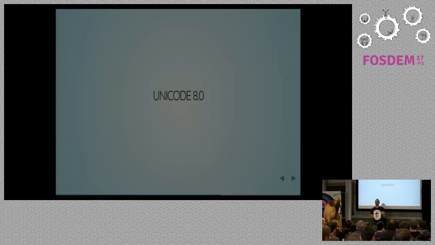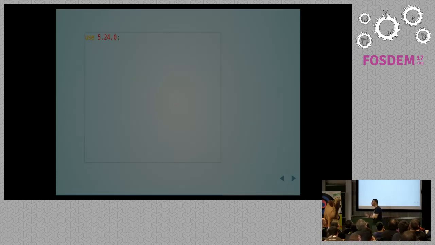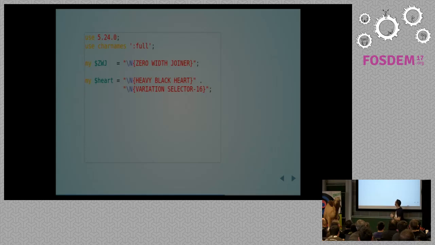Unicode 8, it's already in. Unicode 9 came out after we finished with 5.24, and it takes a while until 5.26 is out. So 5.26 already has Unicode 9 now. It's kind of a surprise. But 8 is already in. Some stuff that 8 provided is a lot of stuff. To most of us, this doesn't mean a lot. But there are various people who either research these languages or speak these languages, and now they can all use it natively, properly, and not just pictures and images. It's very important. I want to give you an example of what you can do in Perl with Unicode. It's really, really nice. So if we use 5.24, some char names, we take a zero width joiner, which allows us to create emojis that are combined from different symbols.